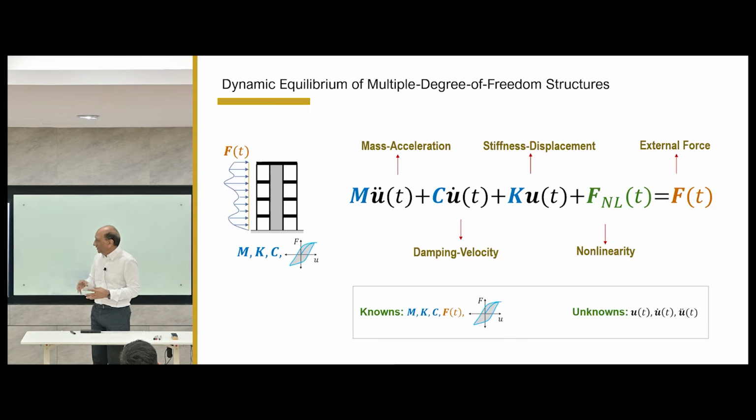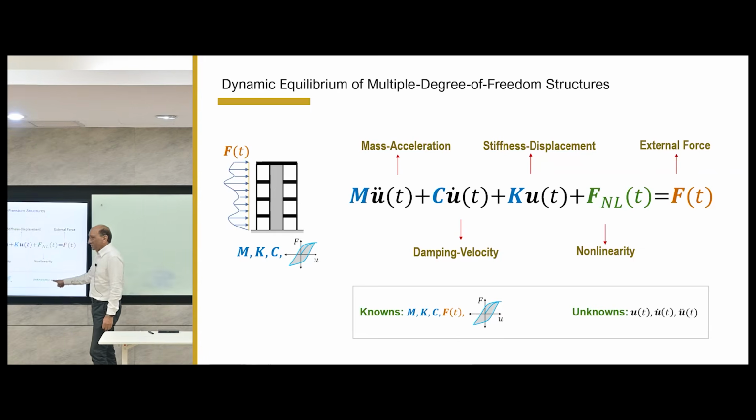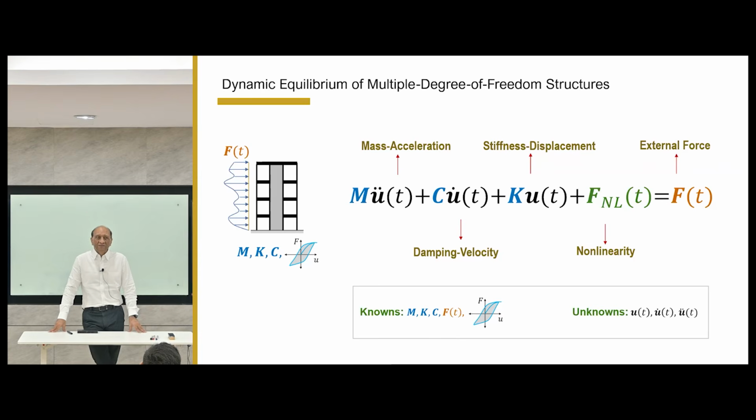So stiffness has to be built up from material all the way to structure, and we have to have the nonlinearity correction in the stiffness, and we have to find damping, and we have to find the force which varies with time. So all of that has to be found and defined first before we can solve the equation for displacement, velocity, and acceleration. Once we find displacement, we find velocity, and we find acceleration from there.